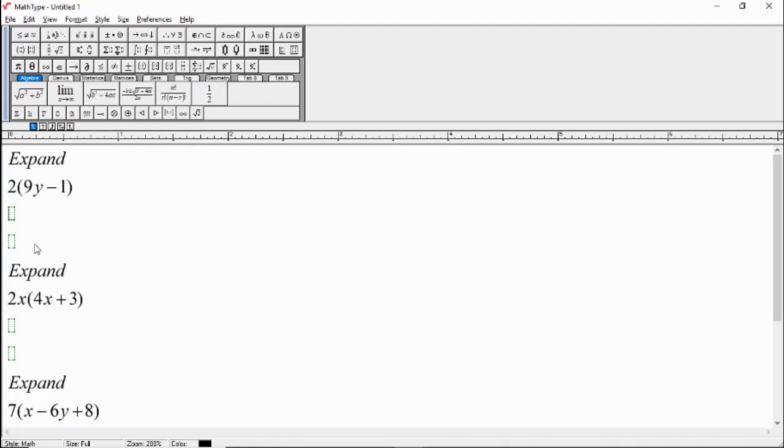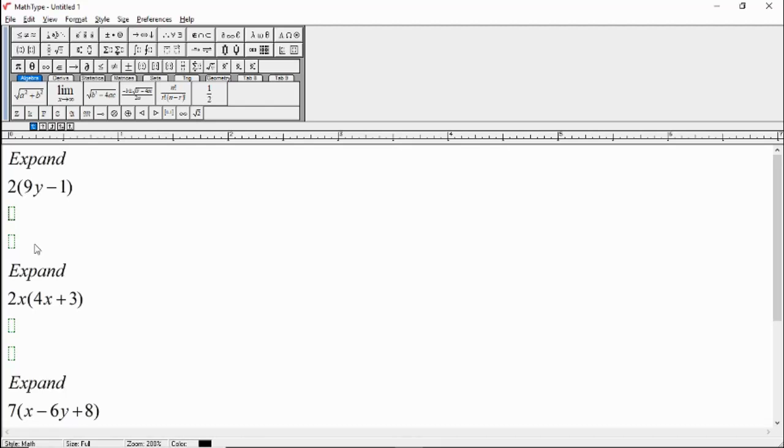And now I'm going to explain how to expand brackets into algebraic expressions. Expanding brackets is where you multiply every term in the bracket by the term outside of the bracket, whatever's outside of the bracket. Expanding brackets is the opposite of factorizing.